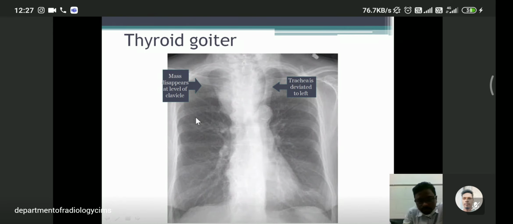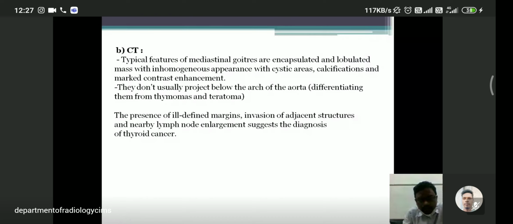So this is the thyroid goiter. CT will differentiate it better, and it appears as an encapsulated lobulated mass with inhomogeneous appearance with cystic areas, calcification, and also shows contrast enhancement after the contrast injection.